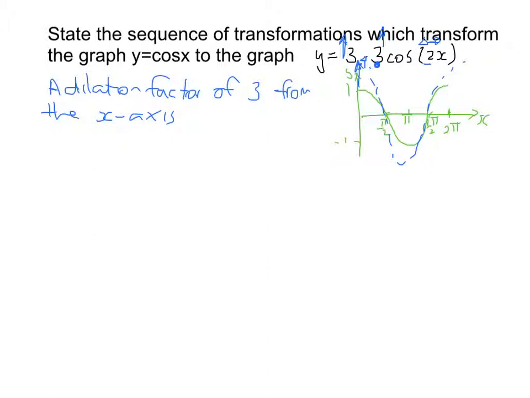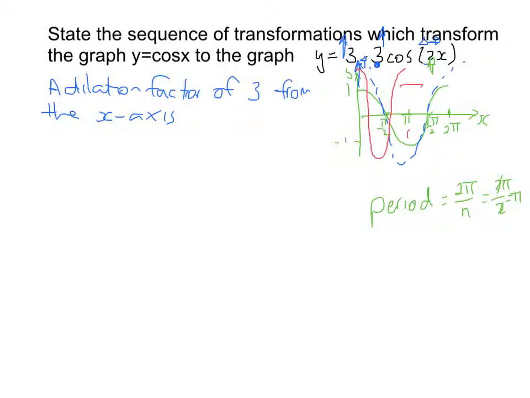So the period for this graph equals 2 pi over n. In our case, n is equal to 2. So it's equal to 2 pi over 2, which equals pi. So that tells us that the whole graph is actually going to have one full rotation within pi. So the graph would be something like that as our second part of our transformation.